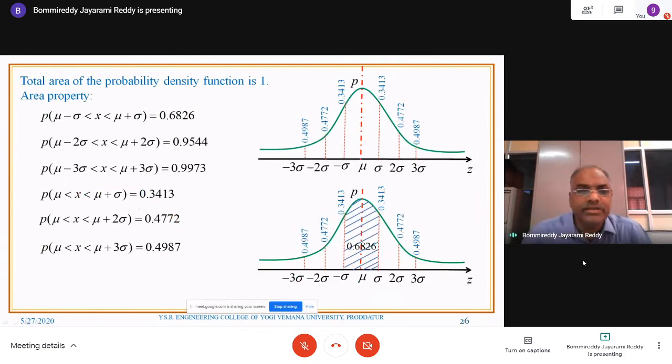Now, let us look at the area of the probability density curve, which is 1. So the total area of the curve with the x-axis will be exactly equal to 1. And these are the standard values obtained from the statistical tables. The probability of the variable x lying from mu minus sigma to mu plus sigma is 68.26.